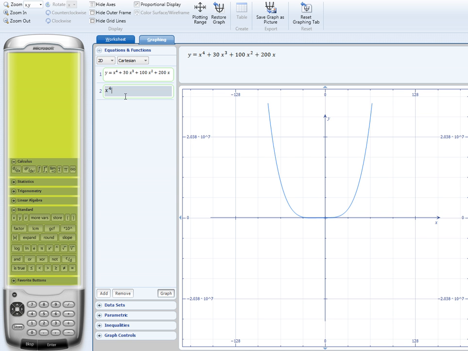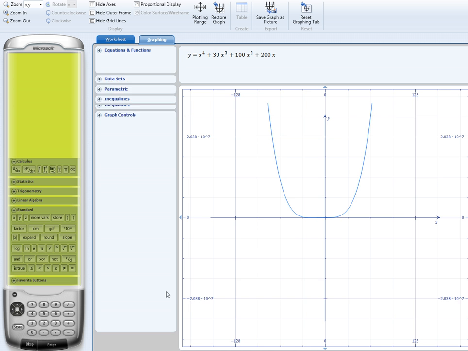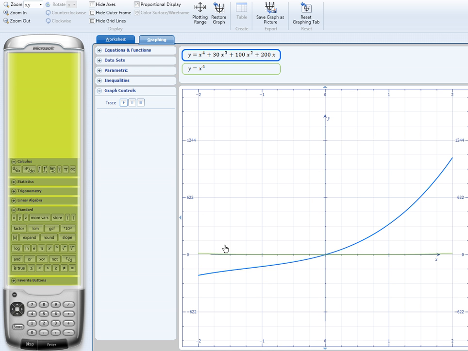Okay, now how do I make that a different color? Come on. Okay, so blue and green? Oh man, I got to zoom out again. I want you to watch how these things diverge. Look at the green one. Okay, the green one is just on the x-axis right there, right?